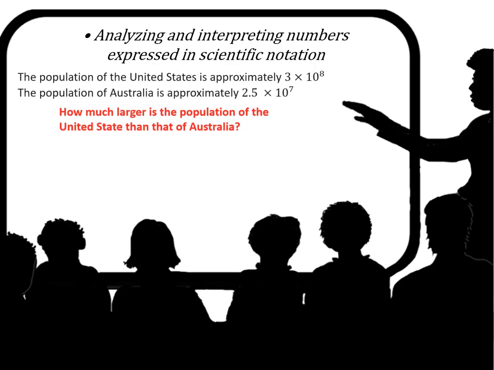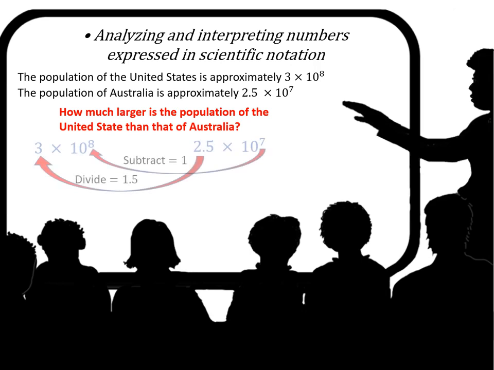Analyzing and interpreting numbers expressed in scientific notation. Here's a problem. The population of the United States is approximately 3 times 10 to the 8th. The population of Australia is approximately 2.5 times 10 to the 7th. How much larger is the population of the United States than that of Australia? So write it out. Use the same process.